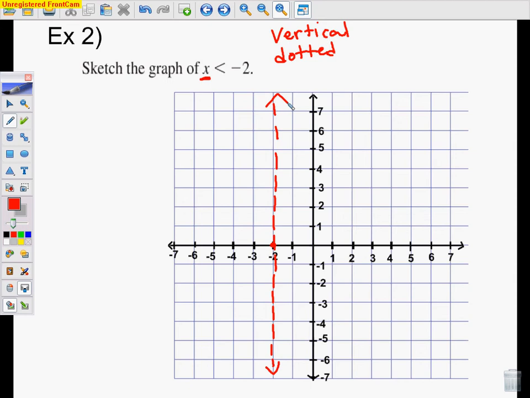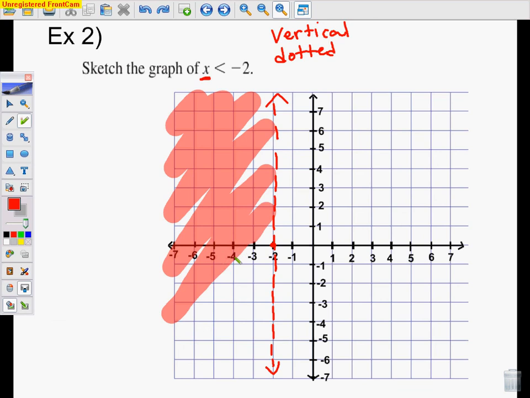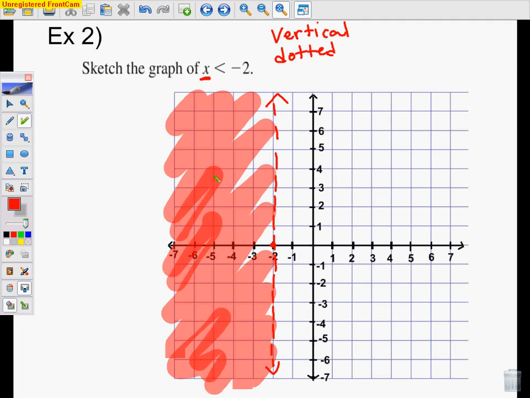Okay? Next, we need to determine where to shade. The values that are less than negative 2, x is less than negative 2, are over here. So we're going to shade in that region. These would be all of the values that are less than negative 2. Anytime you're shading an inequality, you're always shading the things that are solutions.